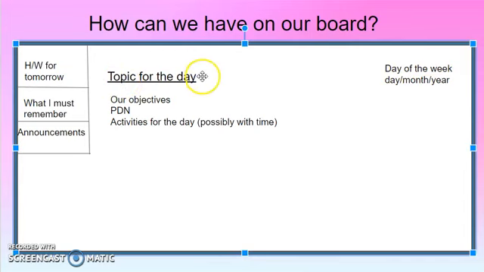Then you can have the topic of the day. What are the objectives for the lesson? Remember, if kids know what is expected, if your lesson plan is easily accessible and available, they know what they need to look forward to, unless you want to surprise them, which is a different thing. Then you have your PDN.